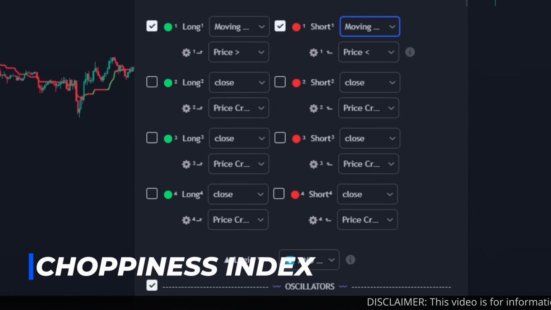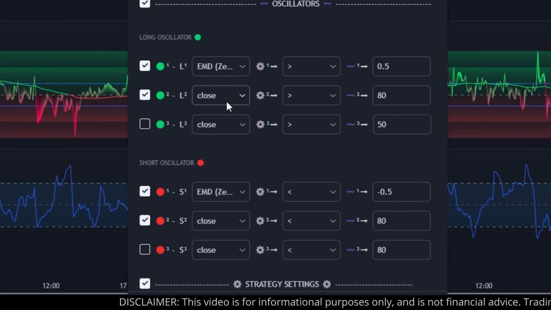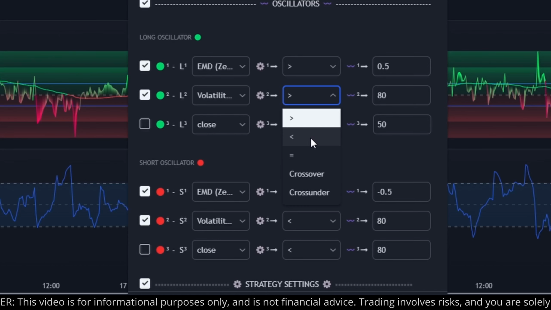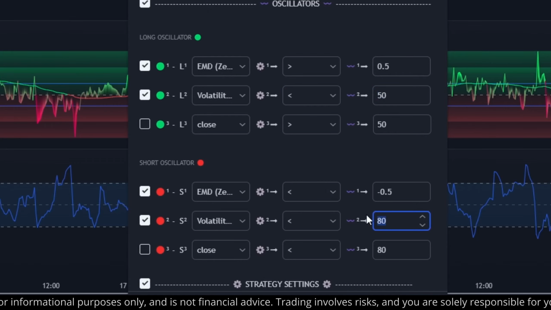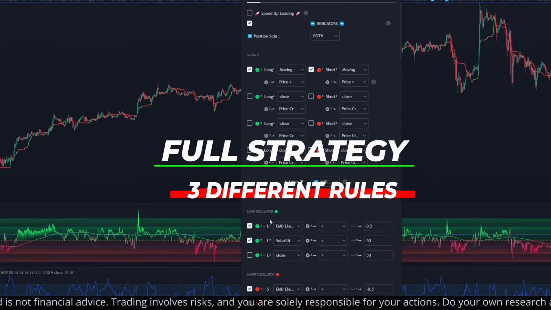For the choppiness index, which is an oscillator, we come back here in the oscillator section, turn on one signal for long and one for short, and we're gonna set the oscillator from the volatility pack. For both sides, we want it below the 50 level. That's good, guys. We have just set an entire strategy based on 3 different rules.